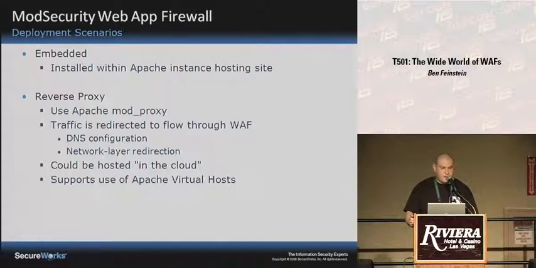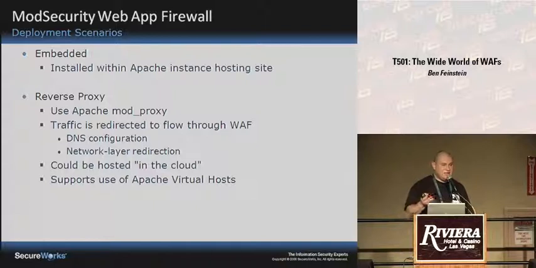There's also reverse proxy mode, which is more typical for a larger web app. Either you can do this in the cloud or other ways. So you use mod_proxy, which is a standard Apache module. You configure it in reverse proxy mode. So what that means is traffic is flowing through your WAF. The requests are flowing through your WAF. The responses are flowing back. Okay? You could achieve this through DNS configuration.